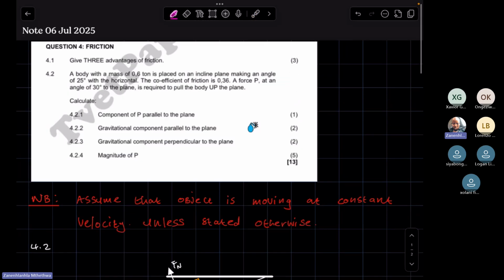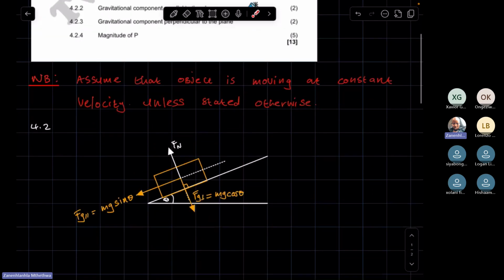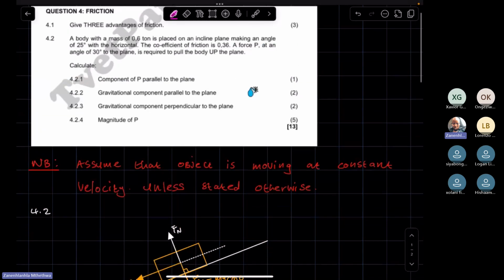Now they said a force P at an angle of 30 degrees to the plane is required to pull. It's very important you establish whether they used the term pull or push, because to push is to do that, and to pull is to do that. So whether the force being used is a pulling force or a pushing force is very important that you establish.